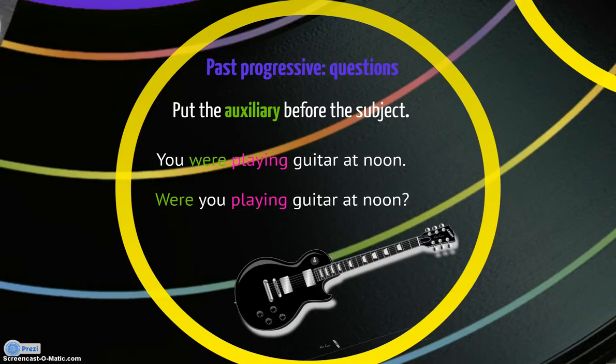The past progressive. The question form. You swap the auxiliary and the subject. For example, you were playing guitar at noon. Were you playing guitar at noon?